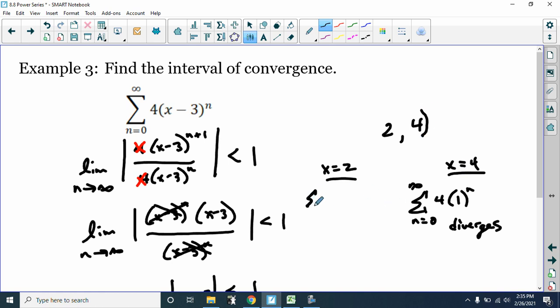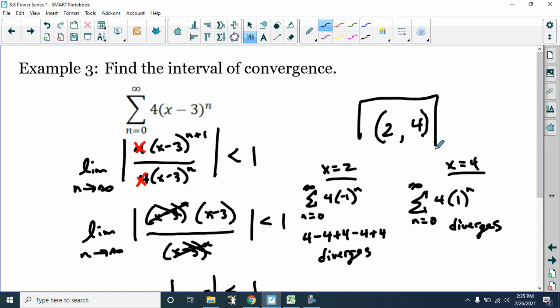Check 2. This series is 4 minus 4 plus 4 minus 4 plus 4. Notice the limit as n goes to infinity does not go to 0. This also diverges. It does not converge at x equals 2. I put a parenthesis. This is the interval of convergence.